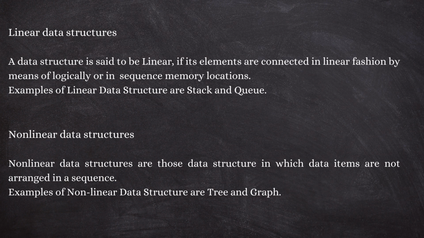Linear data structures. A data structure is said to be linear if its elements are connected in linear fashion by means of logically or in sequence memory locations. Examples of linear data structure are stack and queue. Nonlinear data structures. Nonlinear data structures are those data structures in which data items are not arranged in a sequence. Examples of nonlinear data structure are tree and graph.